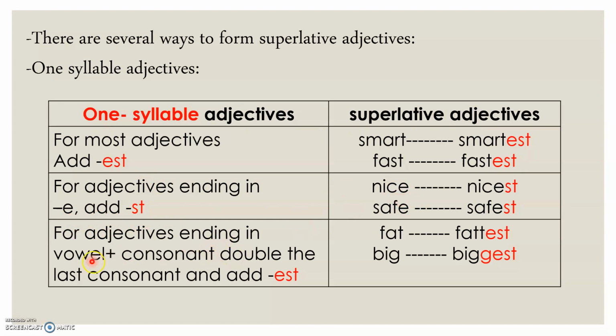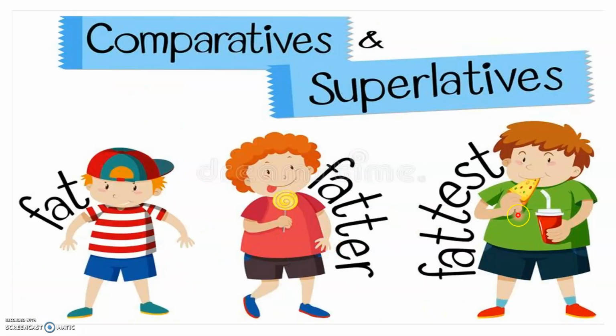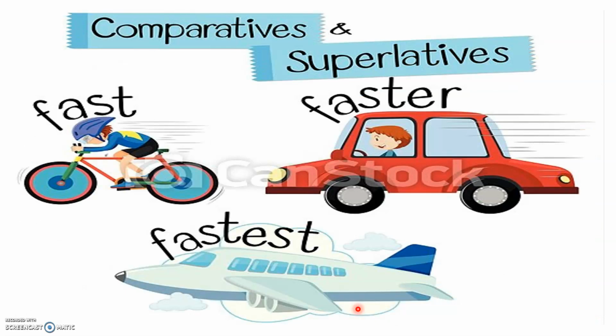If the adjective ends with a vowel and a consonant, we double the last consonant, then we add est. For example, fattest, biggest. Our school is the biggest one in our neighborhood. Sad: Layla is sadder than Hiba. Ahmed is the saddest kid. He's at the top. Fat, fatter, fattest, and short, shorter, shortest, at the top of this group. Fast, faster, fastest. Airplanes are the fastest transportation method in the world.